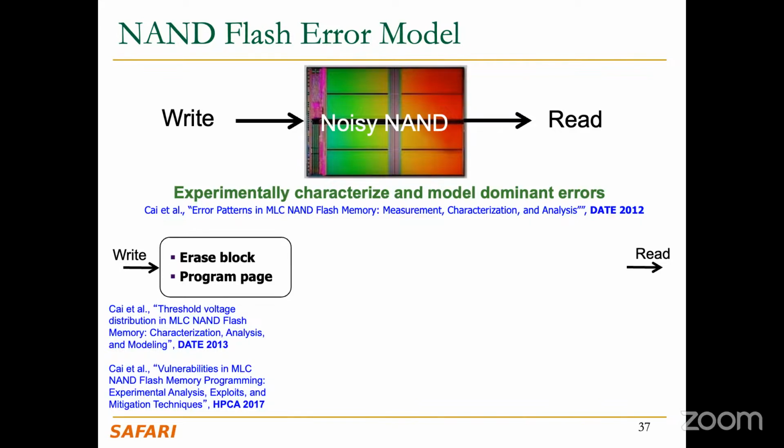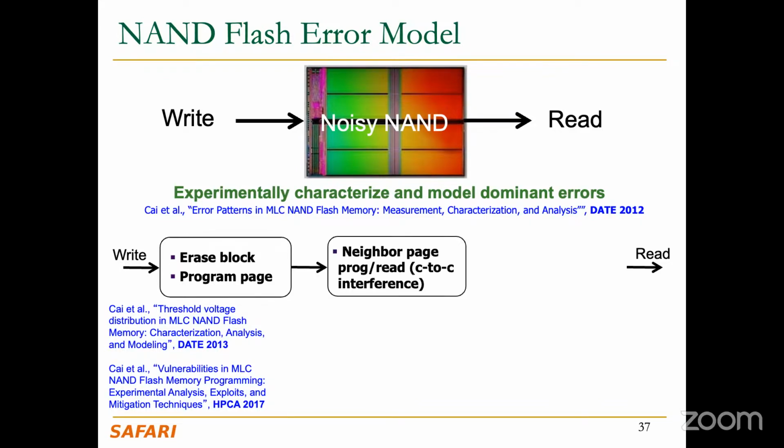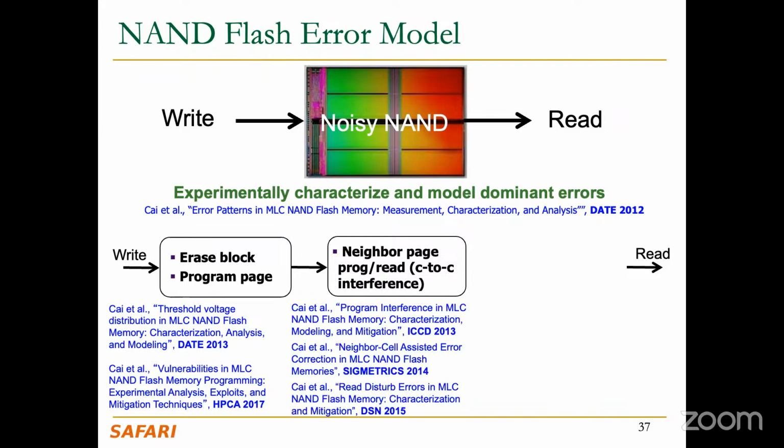We have some errors when we want to program. And also when you do programming, you may have neighbor page program and read, a kind of cell-to-cell interference, where you can see some analogy between this and RowHammer and RowPress, probably. The mechanism and error technique is different here, but making an analogy makes the content easier for us to understand.